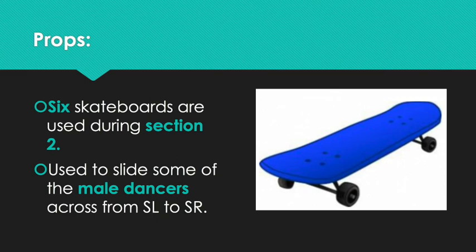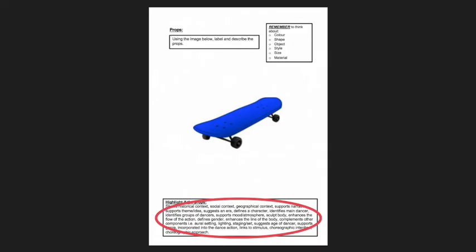In section 2, 6 skateboards are used to slide some of the male dancers across from stage left to stage right. The male dancers appear to float on their backs across grid rows 2, 4 and 6. The male dancers get pushed across the stage from the wings by their feet. You only get a glimpse of the male dancers as the light is low and not all grid squares are lit.